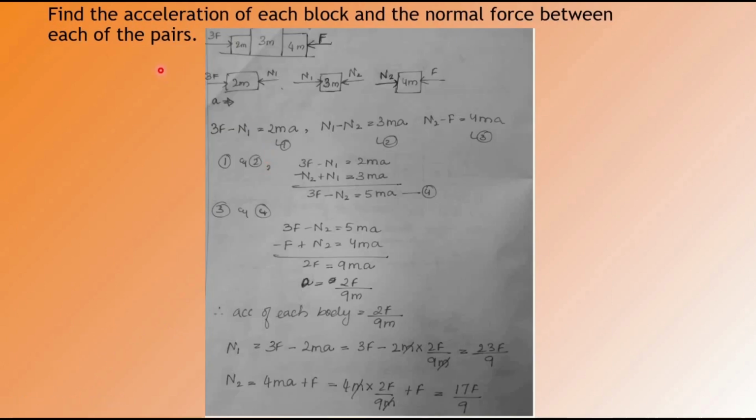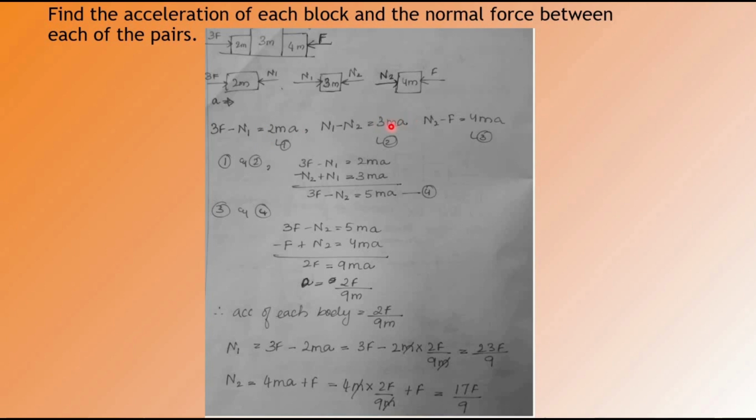Now, a very easy problem. Find the acceleration of each block and the normal force between each of the pairs. Now we can see how to analyze each block separately, these being the masses 2m, 3m and 4m, and we are applying two forces, 3F from one side on 2m and F from the other side on 4m.